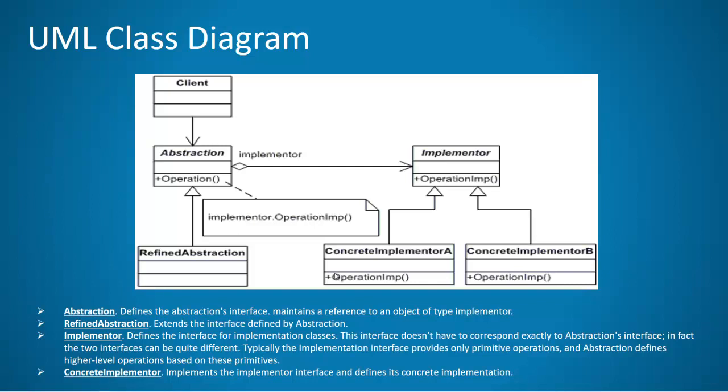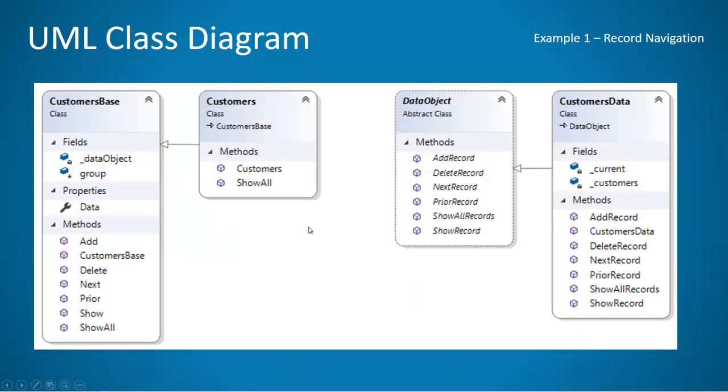So let's have a UML class diagram of the application. For example number 1, we have the record navigation. This is the most common use of this design pattern. I've been using this pattern for quite so long now. Actually, it is very common, as you can see here in the diagram.